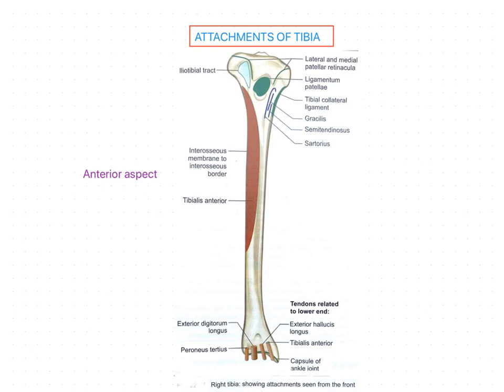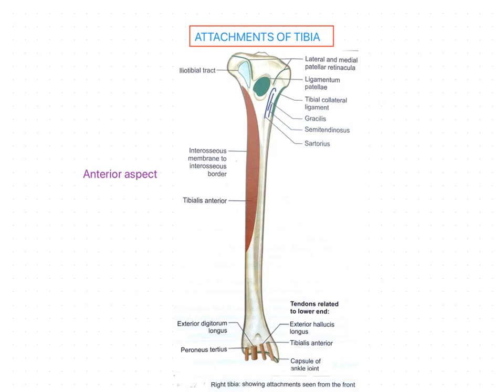Now, first we will see the muscular insertions, and then we'll move on to the ligamentous insertions. First we will see the muscle insertions as well as the origins on the anterior aspect of the tibia.